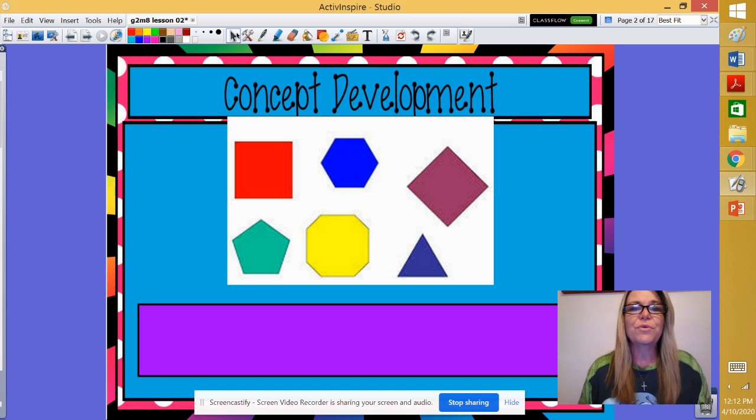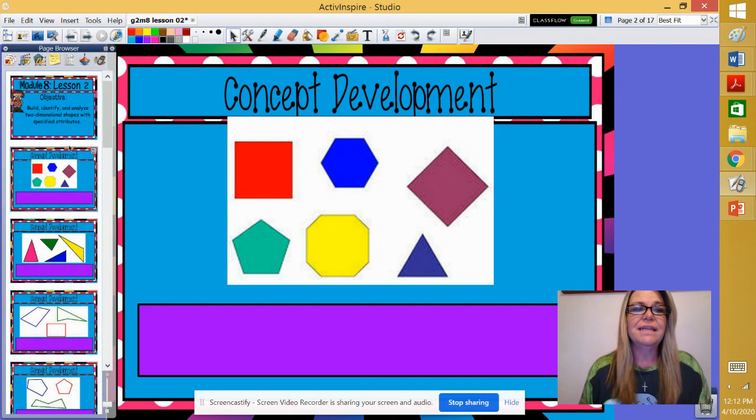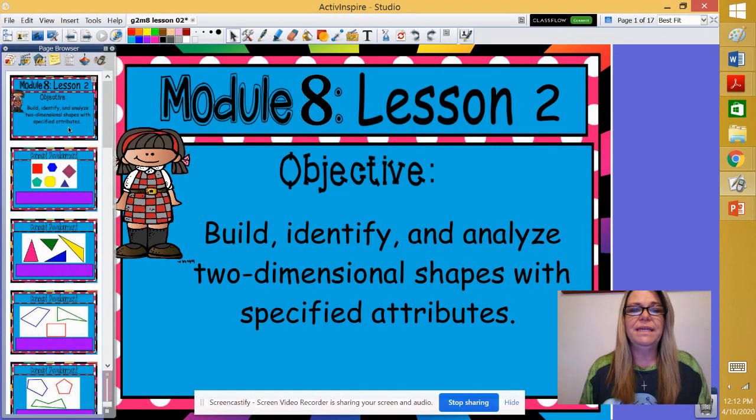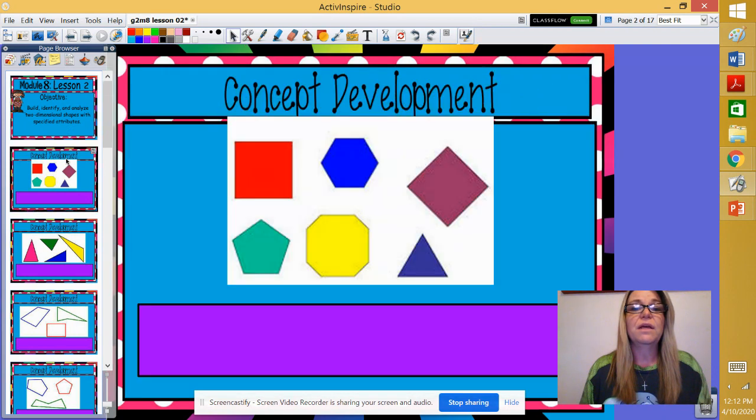Hi, we're working on shapes. Today's lesson, our objective is going to be to build, identify, and analyze two-dimensional shapes with specified attributes. So we're going to be talking about some vocabulary.